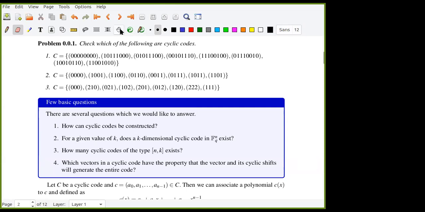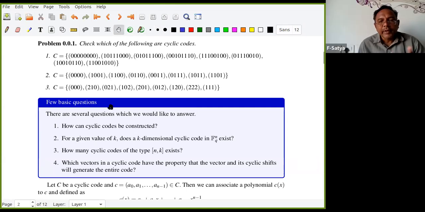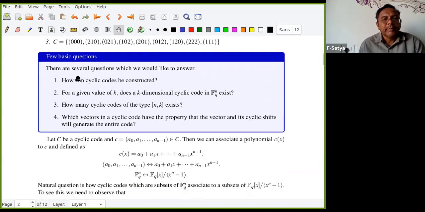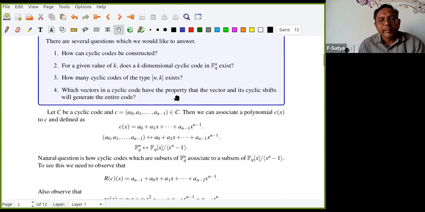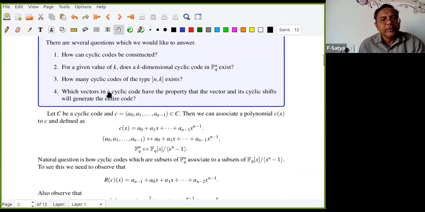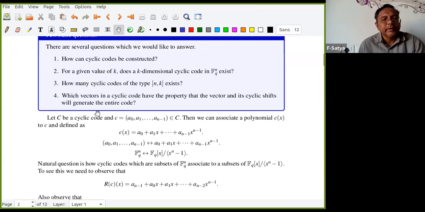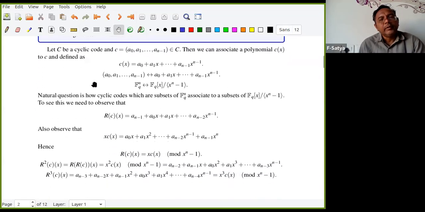Now you understand the definition and the examples. What is the basic question? There are several questions which we would like to answer. How can cyclic codes be constructed? For a given value k, does a k-dimensional cyclic code exist? How many cyclic codes of type (n,k) exist? Which vectors in a cyclic code have the property that the vector and its cyclic shifts will generate the entire code? We can ask several questions like that. So now we are going to the theory part.